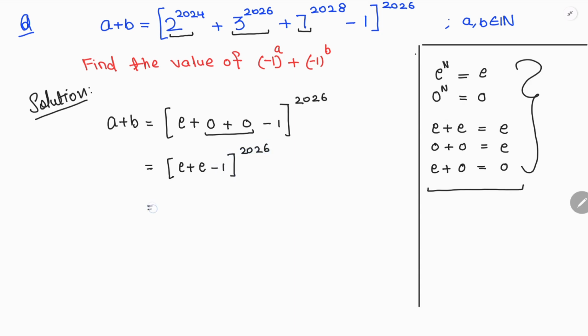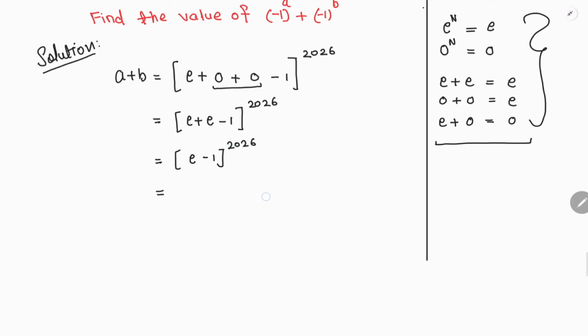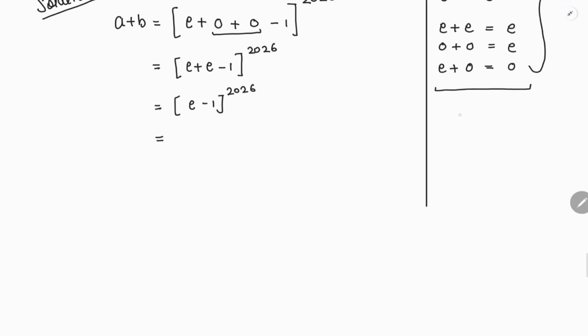Now even plus even is equal to even, right? Minus 1 raised to power 2026, right? Okay, now what is even minus 1? Even minus 1 or even plus 1 is always an odd number, right? So this is odd raised to power 2026. Then a plus b will be equal to an odd number.